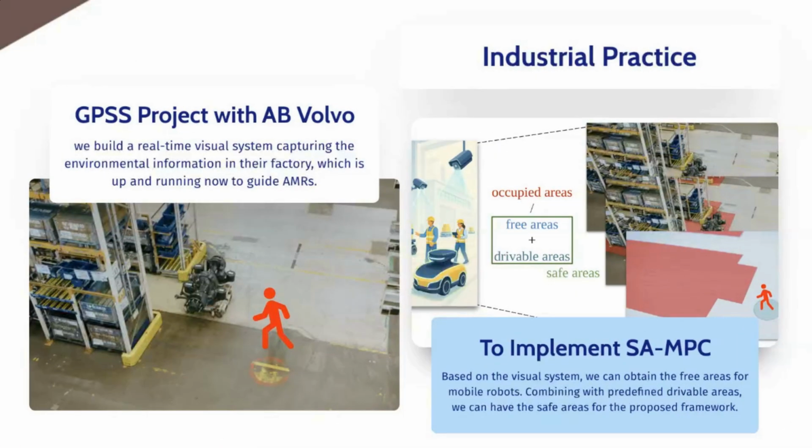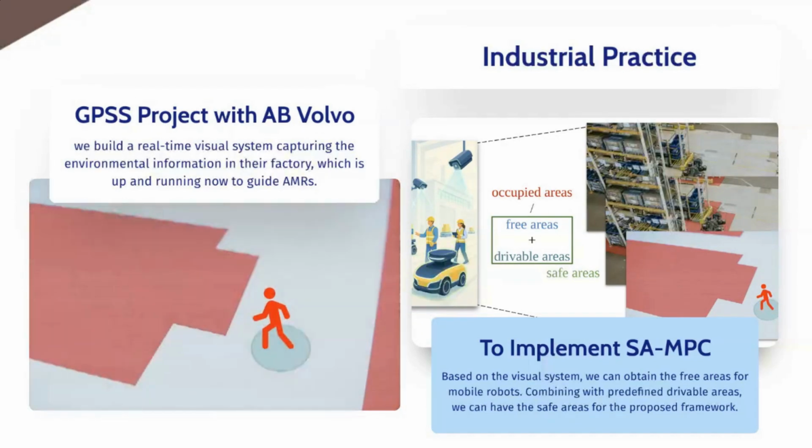This work is partially inspired by our collaboration with AB Volvo, during which we developed a real-time visual system that captures the environment in the factory. Based on the visual system, we can obtain the free areas for mobile robots. Combining with predefined drivable areas, we can have the safe areas for the proposed framework.